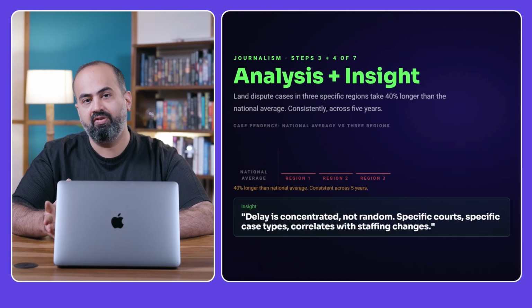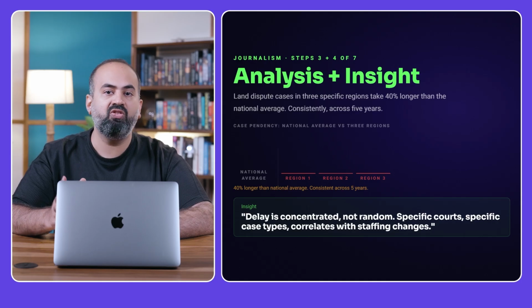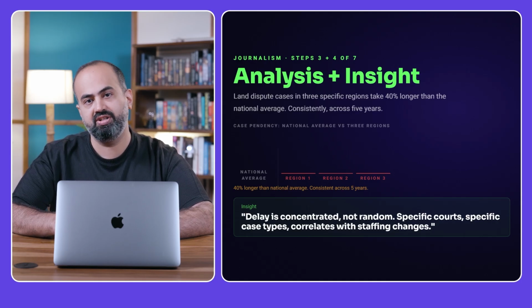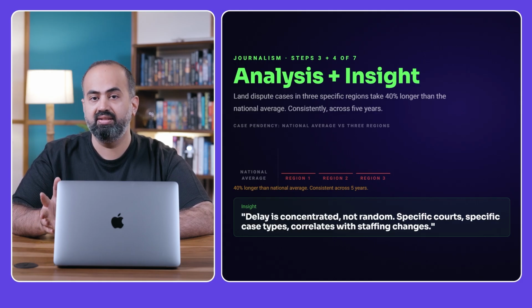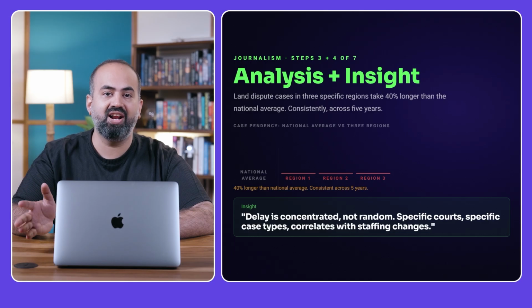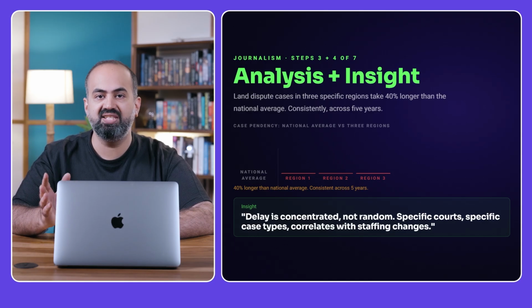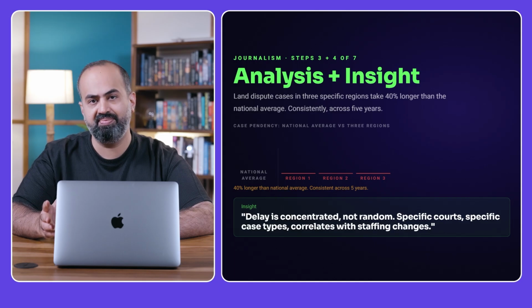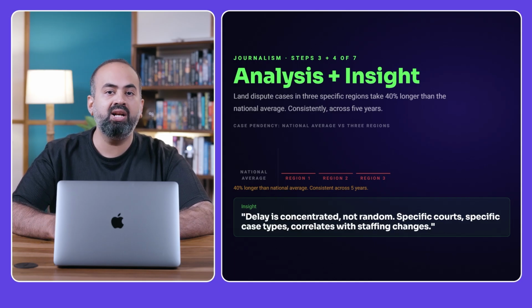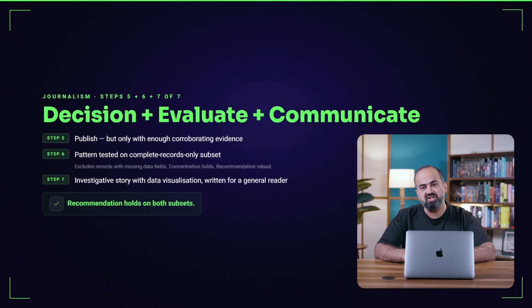Steps 3 and 4, analysis and insight. Land dispute cases in 3 specific regions take on average 40% longer than the national average, consistently across 5 years. It's a signal. Her insight, the delay is not random. It is concentrated in specific courts, specific case types, and a time window that correlates with changes in court staffing. Step 5, decision. Do we publish this? Yes, but only with enough evidence.